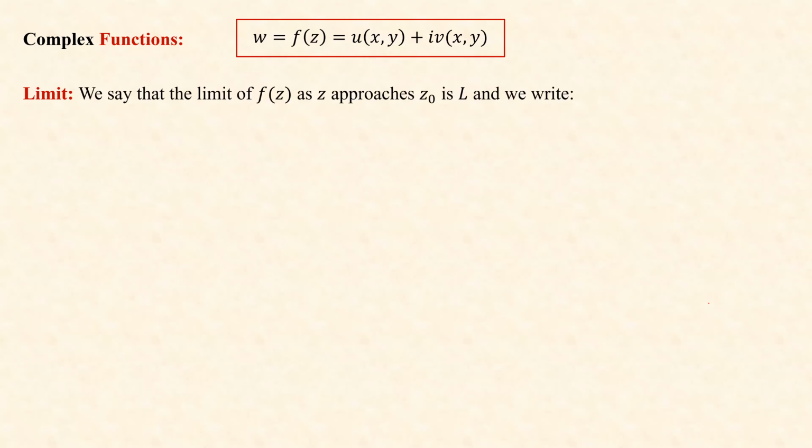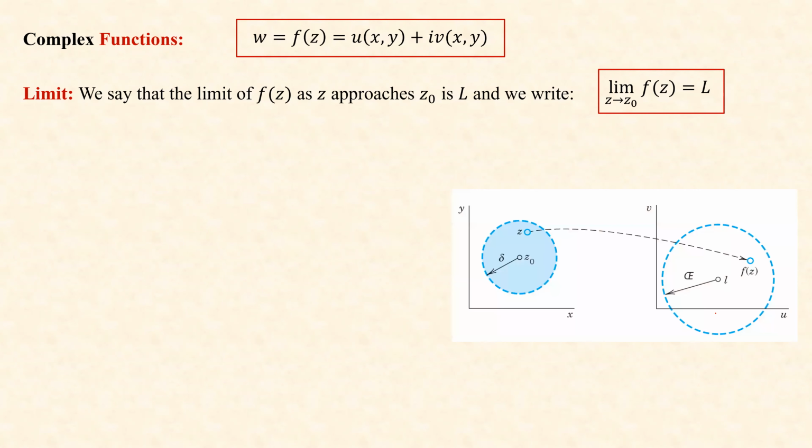So limit, what is a limit? We say that the limit of a function f of z as z approaches z naught is L, and we write this limit of f of z as z approaches z naught equals L, if and only if this situation holds. For example, basically it says if z approaches z naught, then f of z approaches this L. This should also be capital L if this is capital L. All right. So this is basically it.